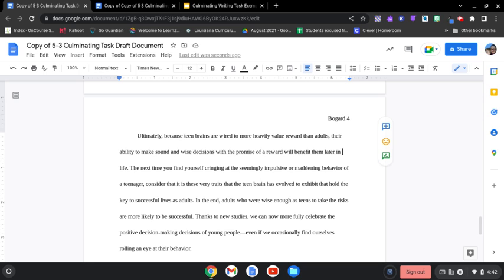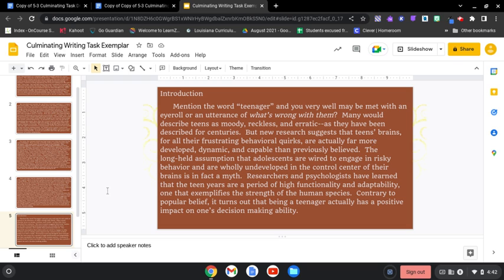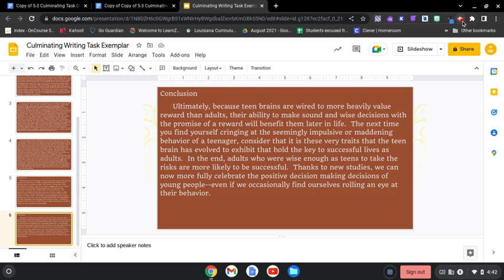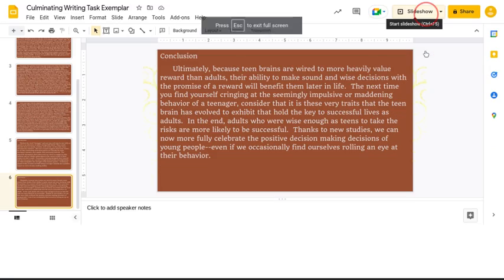adults. In the end, adults who were wise enough as teens to take the risks are more likely to be successful. Thanks to new studies, we can now more fully celebrate the positive decision-making of young people, even if we occasionally find ourselves rolling an eye at their behavior. Now here is the concluding paragraph for you to type.